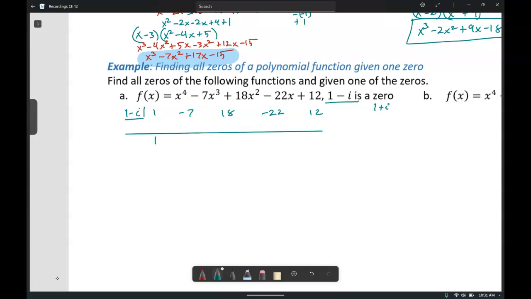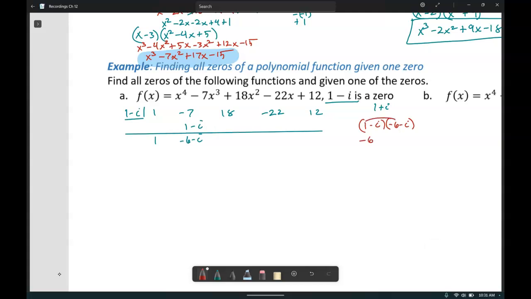Bring down the 1. Multiply. Add. Now I'm not going to show all the steps every time, but I want you to keep in mind that when you are multiplying the complex numbers, you're going to have to use the distributive property.